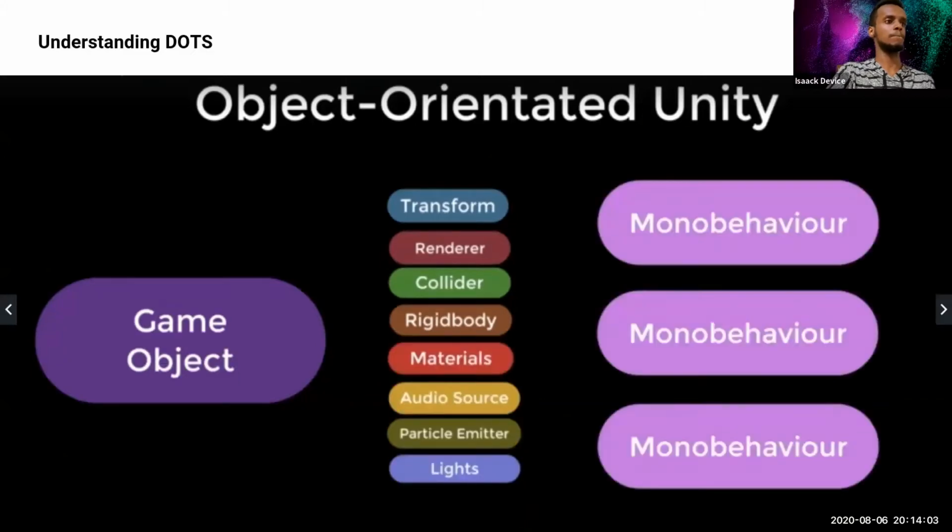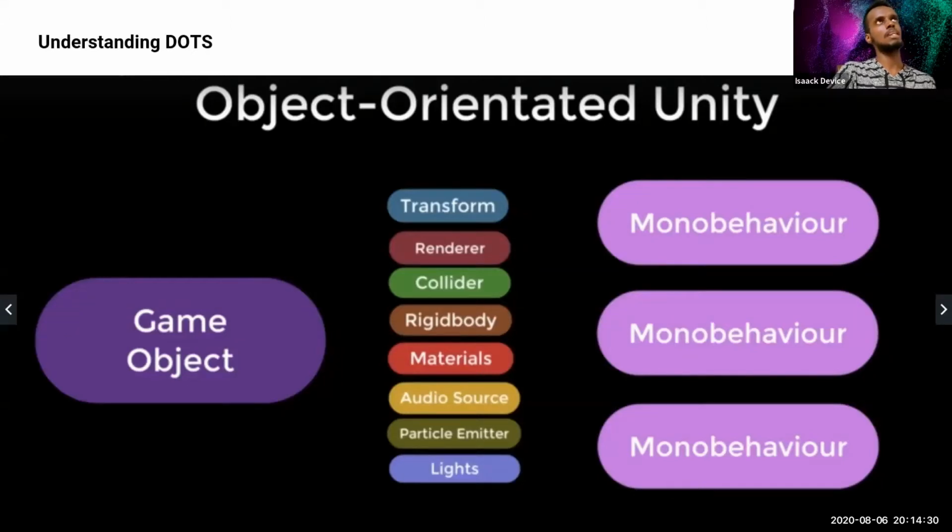And these component data are manipulated by the MonoBehaviour. MonoBehaviour is where the behavior is introduced. It communicates with the data on the properties, the component data. So this is how it's working currently. I hope you know how it works.